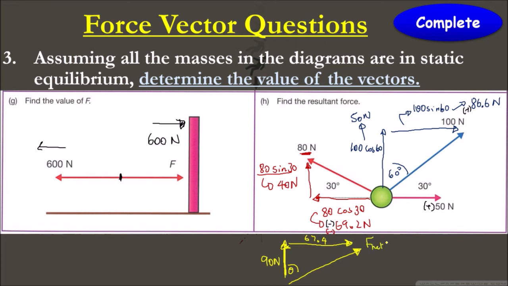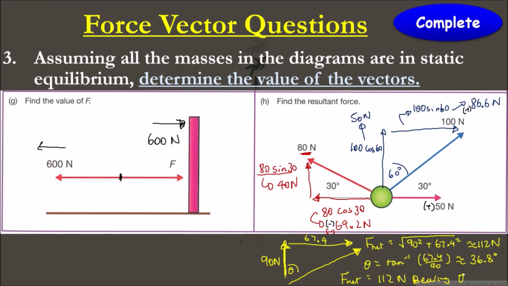So our net force is the square root of 90 squared plus 67.4 squared. That is approximately 112 newtons. And then theta, in this case, would be that over that. And so we get an angle of 36.8 degrees. And that would mean our net force is about 112 newtons with a bearing of approximately 37 degrees. And that's how you do those questions.